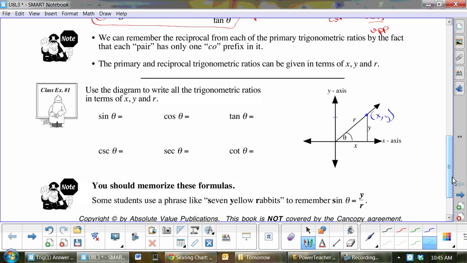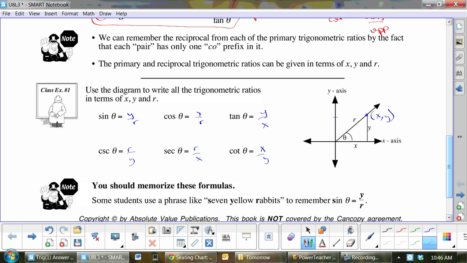Now, in this one, instead of using opposite, adjacent, hypotenuse, we're going to use x, y, and r. So do you see that sine is opposite over hypotenuse, so y over r. So what would cosecant be? That's sine's buddy. Good. It would be r over y. They will be reciprocals of each other. Cos is x over r. Therefore, secant is r over x. Now, tan is opposite over adjacent, y over x. So cotan is x over y.